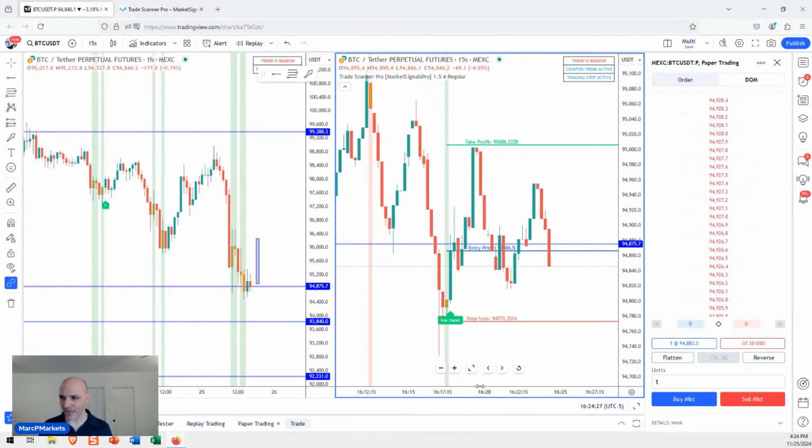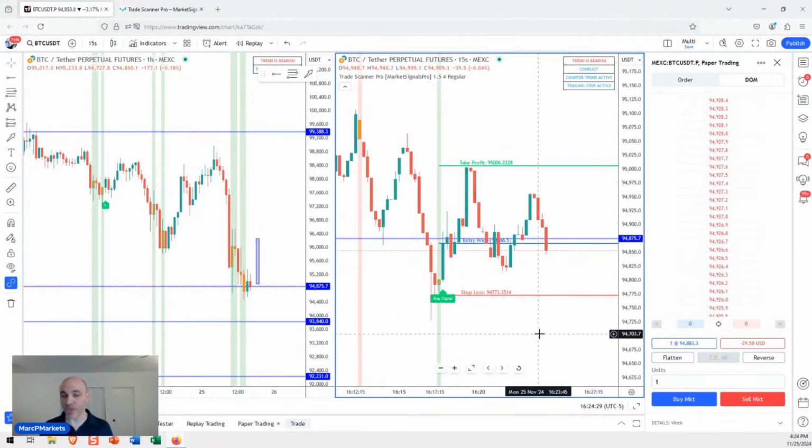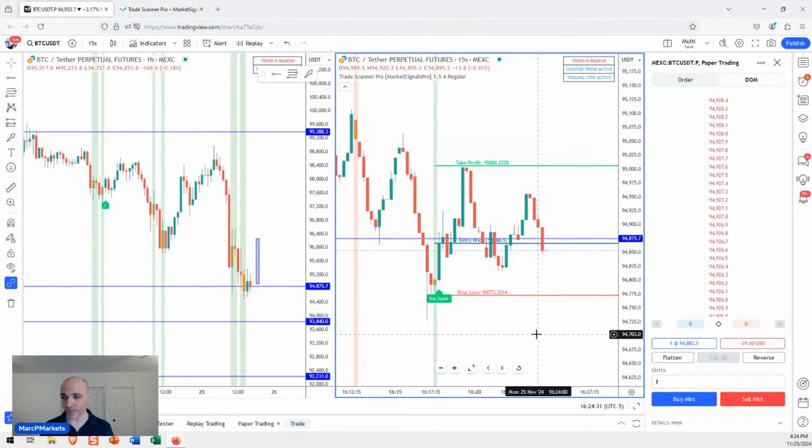I'm just trying to ride out this trade. I took 2 contracts. By the way, this is on paper, in case people are wondering. Is this real? No, it's not real. I'm doing this on paper because I'm not going to trade real money at this time.